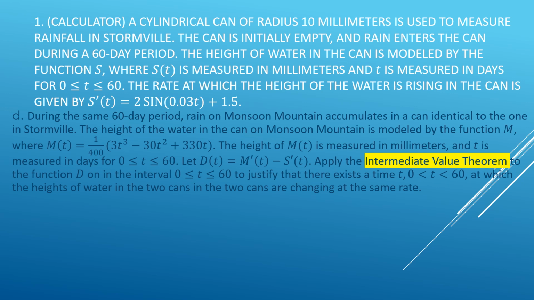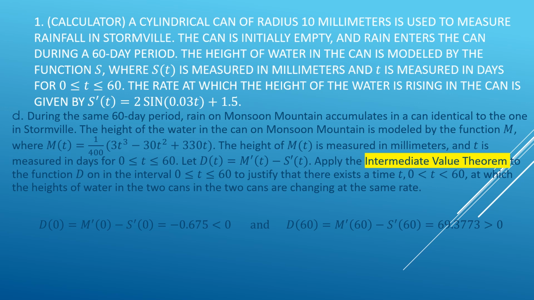You normally have to infer that on your own. But they said use the intermediate value theorem on the function D from 0 to 60 to justify that there exists a time t at which the height of the two cans are changing at the same rate. So basically, if the height of the two cans are changing at the same rate, we know that the difference between the two cans is 0.